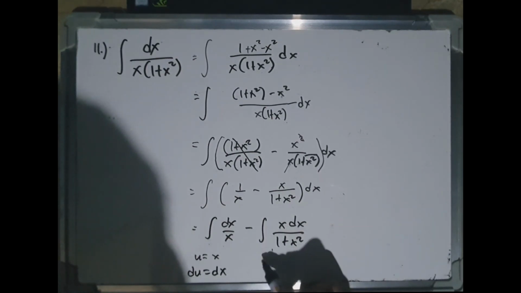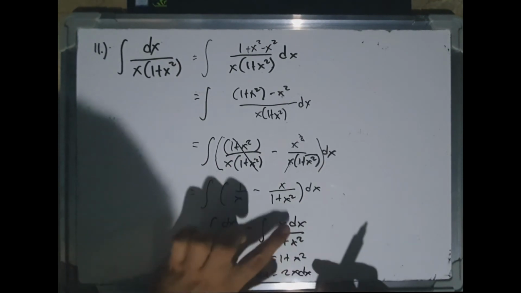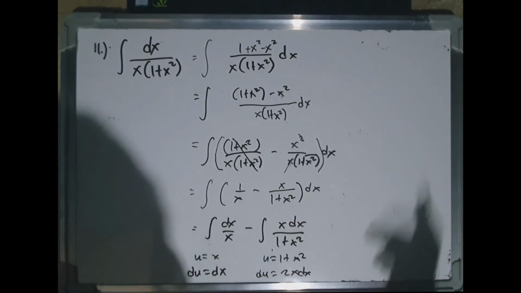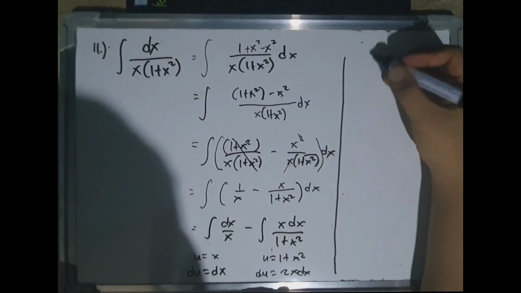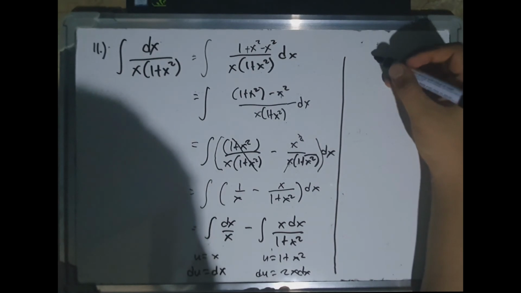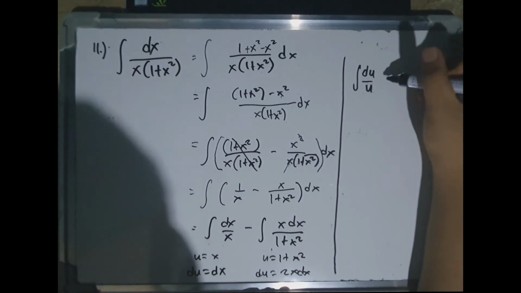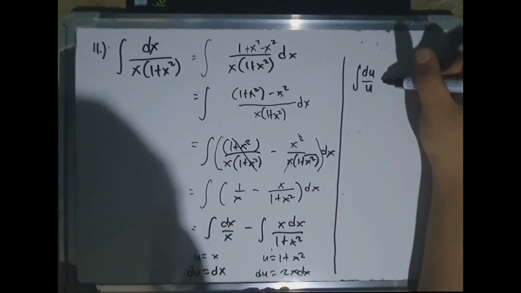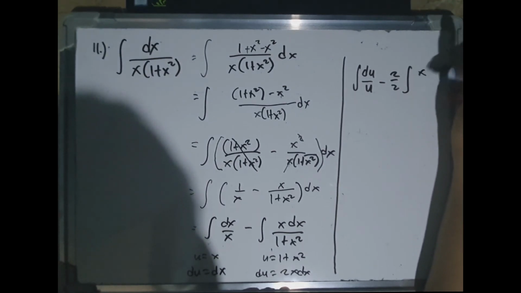If this one is our u, the du should be the derivative of 1 plus x squared, that is 2x dx. We already have dx, we already have x, we need 2. So we now have the integral of du over u, and we will correct that one with minus 2 over 2, integral of x dx over 1 plus x squared.